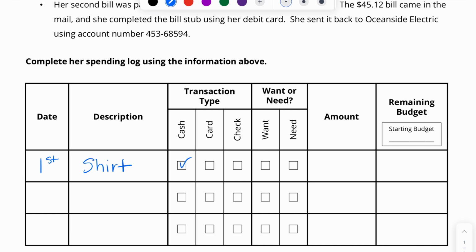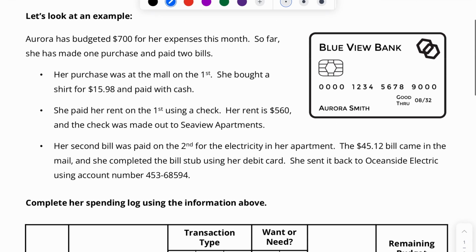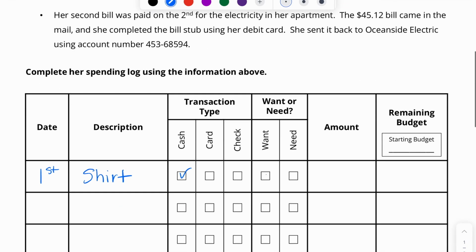And we were not given any context here. It says she just bought a shirt at the mall. I'm going to call that a want because it does not say anything about this being a needed shirt for a job or anything like that. So I'm just going to call that a want. And the amount was $15.98.